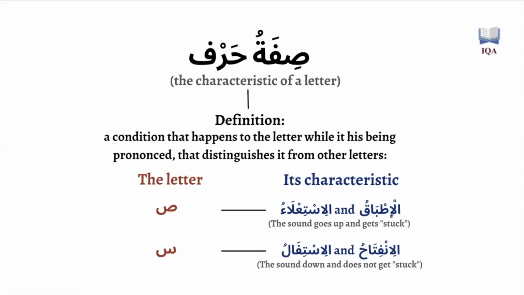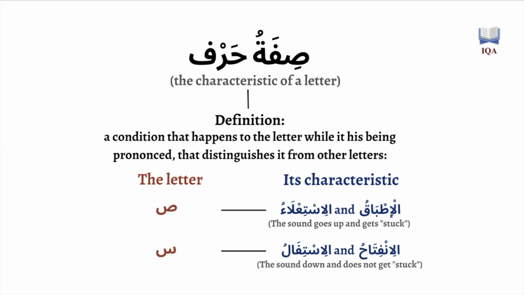Sifatul huruf, the characteristic of a letter, is a condition that happens to the letter while it's being pronounced that distinguishes it from other letters. When you're studying Tajweed, you're going to hear a lot, inshallah, sifat and huruf, the qualities or the attributes or the characteristics of letters. So what does this mean? What do Quran teachers mean when they say the sifat and huruf?